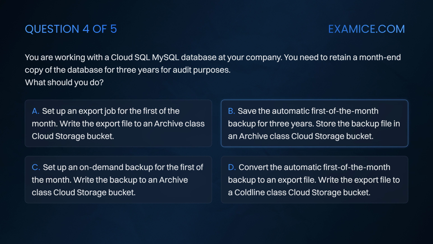Option B. Save the automatic first of the month backup for 3 years. Store the backup file in an archive class Cloud Storage bucket. Option C. Set up an on-demand backup for the first of the month. Write the backup to an archive class Cloud Storage bucket. Option D. Convert the automatic first of the month backup to an export file. Write the export file to a Coldline class Cloud Storage bucket.